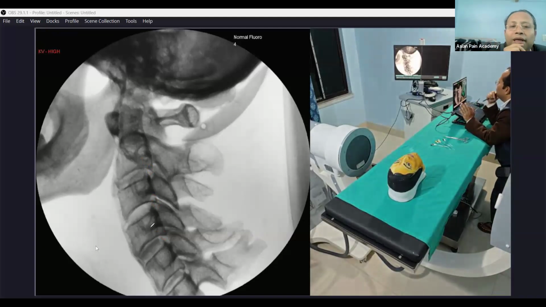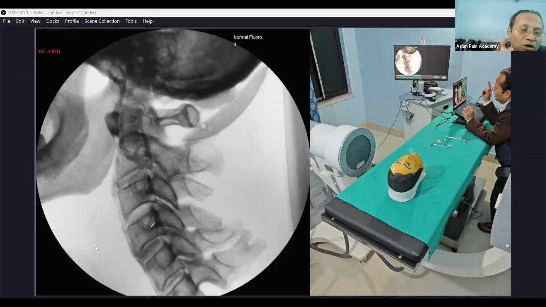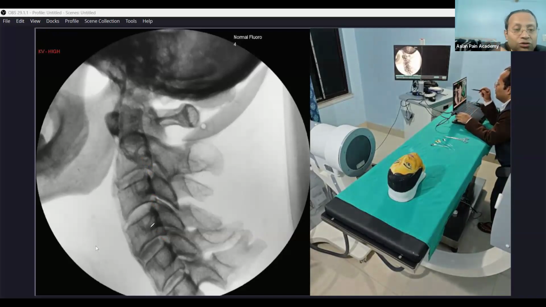Last day I showed you a DRG radiofrequency of the cervical area. In that procedure we needed a foraminal view, but when we are targeting the medial branch for a facet joint problem, like a facet joint pain medial branch procedure, then we need only a lateral view. So this is the lateral view.